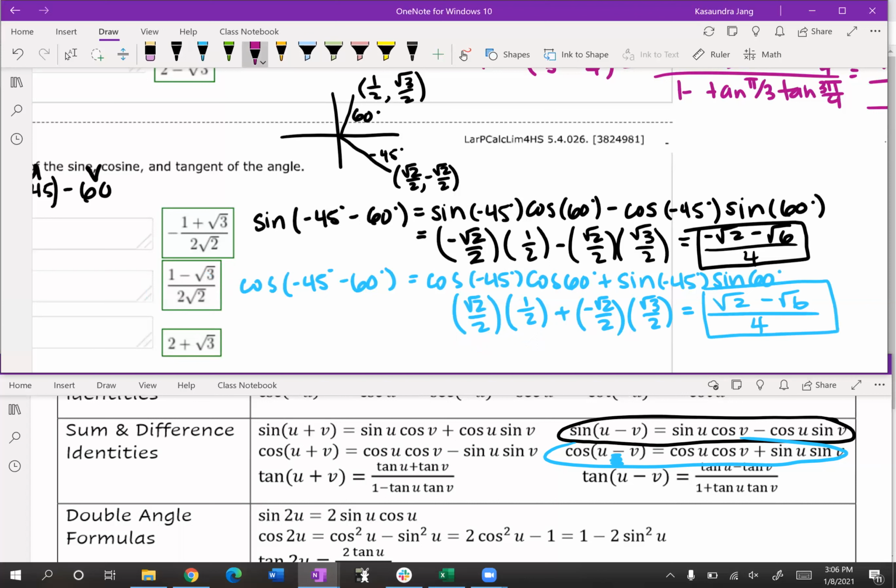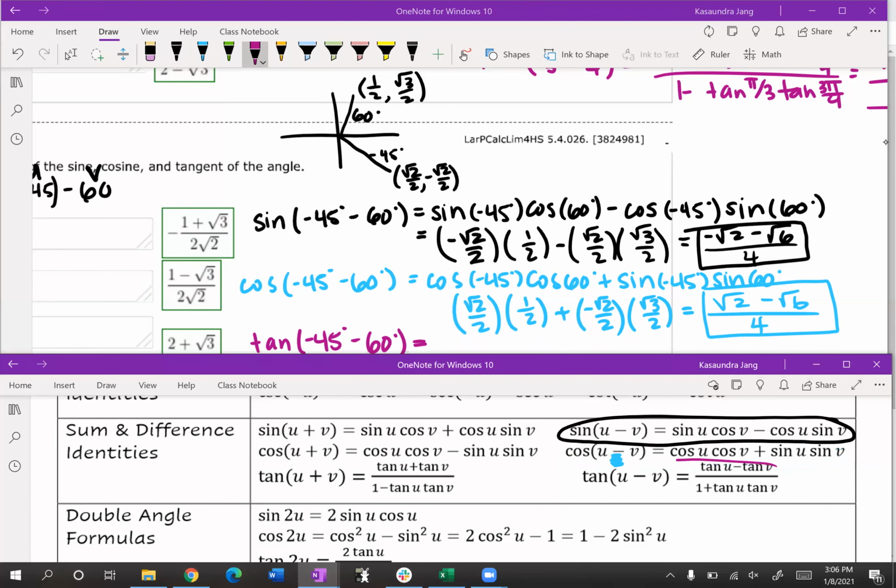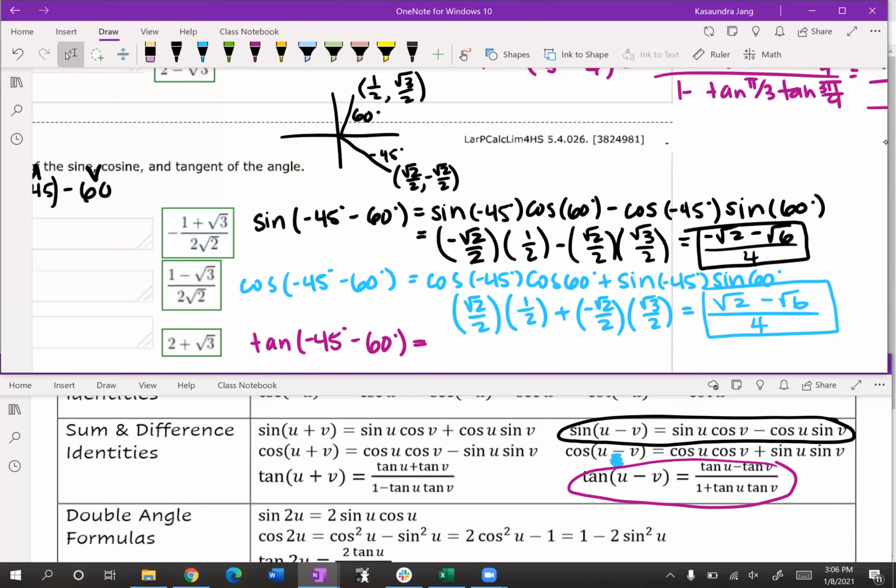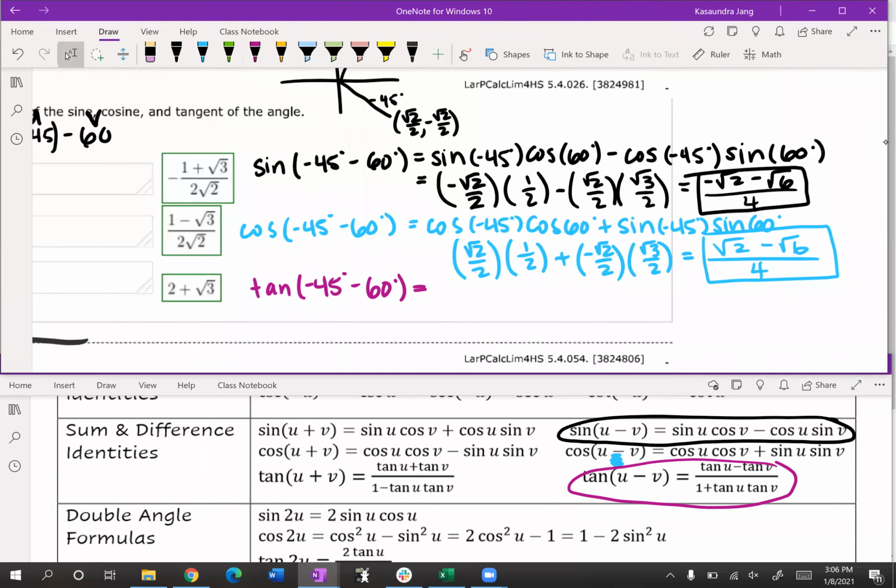All right, and then the last one is the tangent. Okay, so here is this tangent of u minus v identity. Okay, so I've got to do a messy little fraction here. I've got tangent of u, so tangent of the negative 45 degrees, minus tangent of v, so minus tangent of 60 degrees, over 1 plus the tangent of u, so the tangent of negative 45, tangent of v, so tangent of 60.